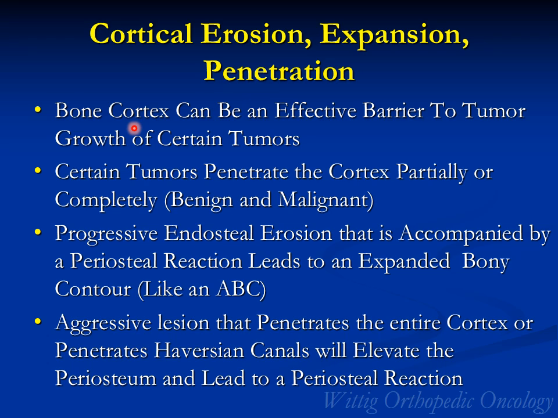The bony cortex can be an effective barrier to tumor growth of certain tumors. Certain tumors penetrate the cortex partially or completely, whether they're benign or malignant. Progressive endosteal erosion that is accompanied by a periosteal reaction leads to an expanded bony contour, like occurs with an aneurysmal bone cyst. An aggressive lesion that penetrates the entire cortex or penetrates the Haversian canals will elevate the periosteum and lead to a periosteal reaction and an incomplete or interrupted periosteal reaction.